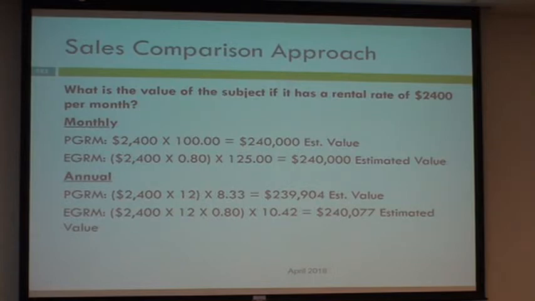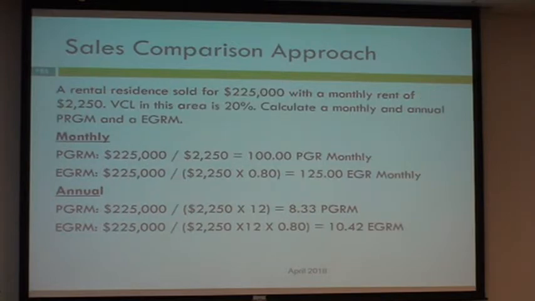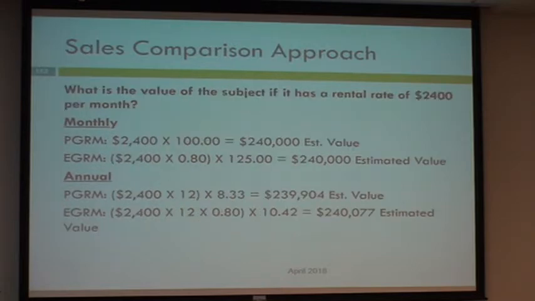Here's the question: what's the value of the subject if it has a rental rate of $2,400 a month, and we're using these multipliers. We had a potential gross rent multiplier of 100, effective gross rent multiplier of 125, annual of 8.33 and 10.42. So what is the value of the subject? It has a rental rate of $2,400 a month.